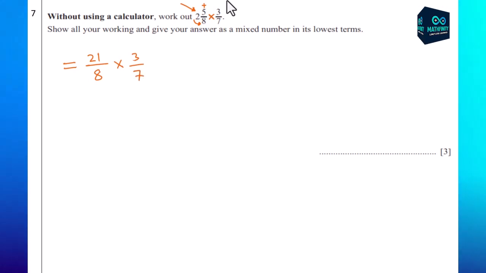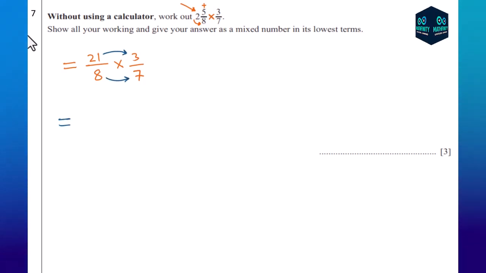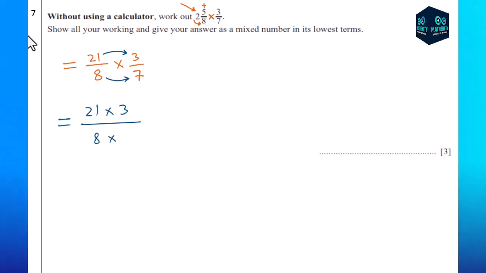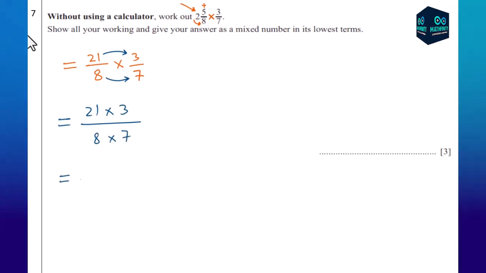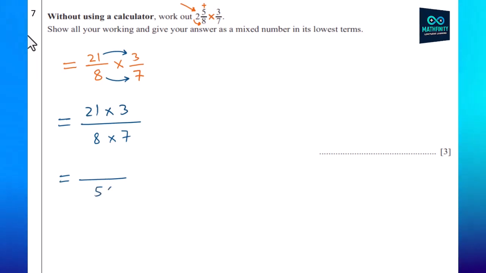If you remember, at the beginning of this topic in the introduction, I explained that for multiplication, we will multiply numerator with numerator and denominator with denominator, or we have another way, cancellation. But first let me explain this one. Just you will multiply this with this and this with this. 21 times 3, 8 times 7. This will be 56 and this will be 63.